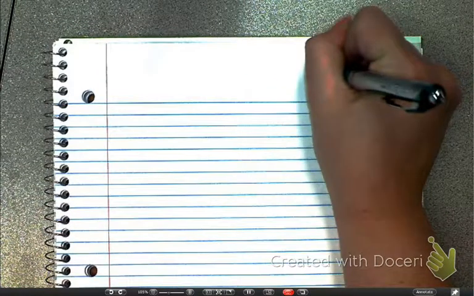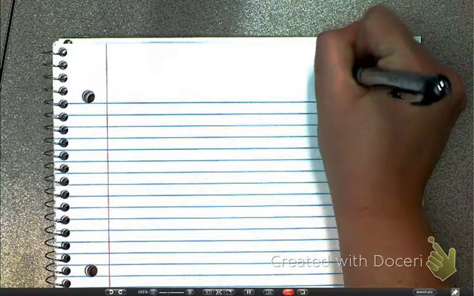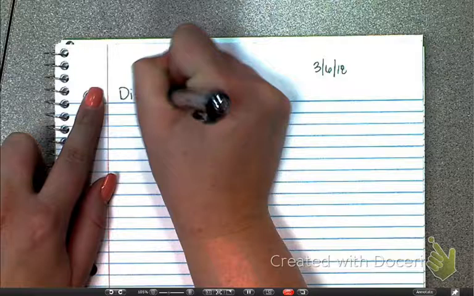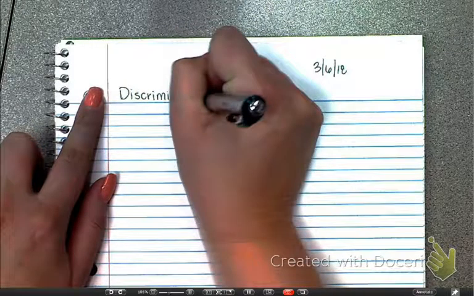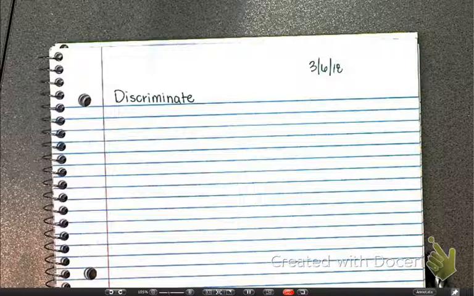So we are going to talk about the discriminant. Discriminant. What the discriminant tells us is the number of solutions we have for a particular problem.